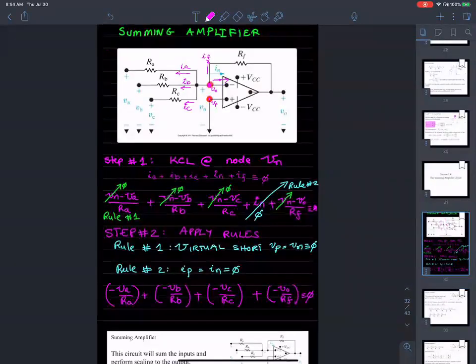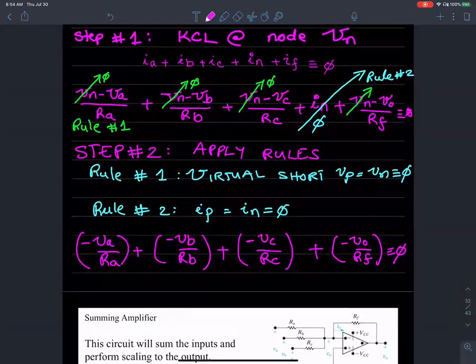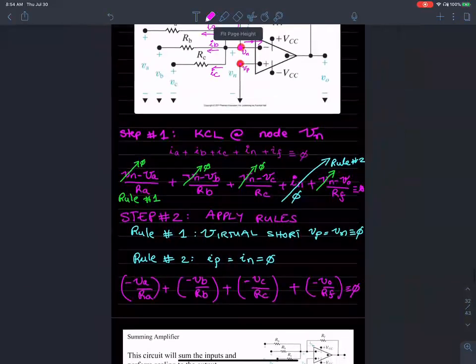Okay, so that's exactly what you will see here. V output is negative RF over RA times VA plus negative RF over RB times VB plus negative RF over RC times VC. Make sense? Yes. Okay, so that's good.